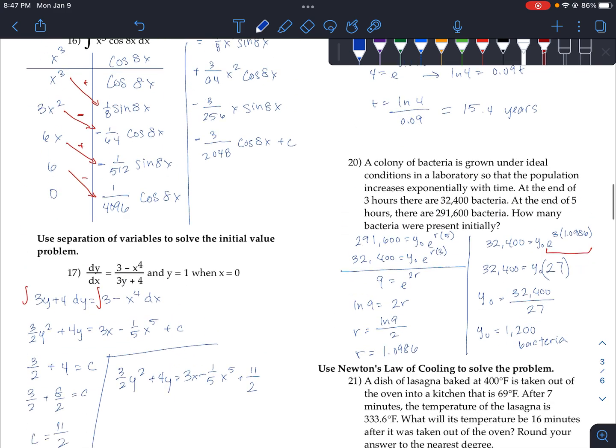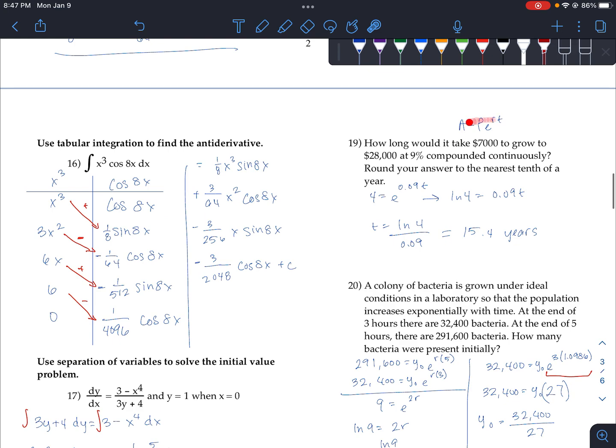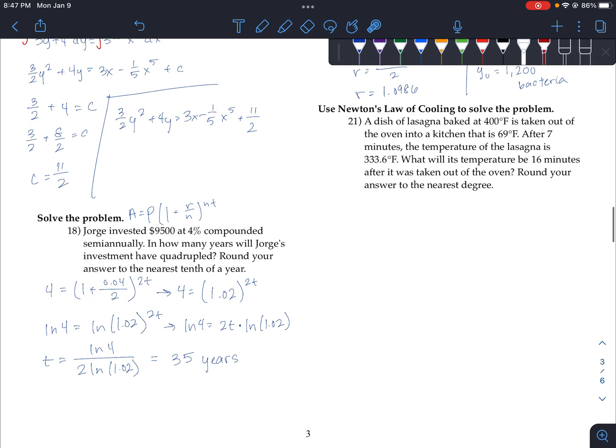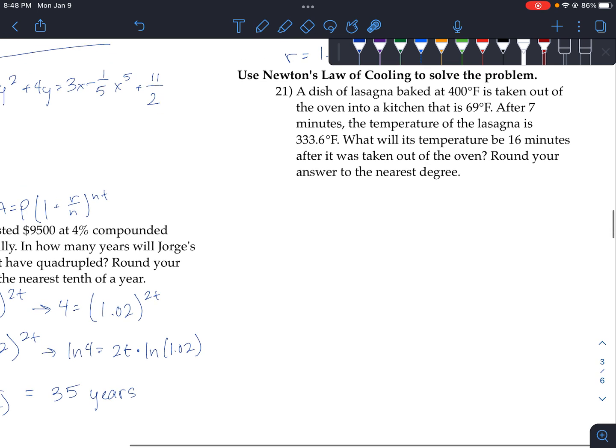Okay, so make sure you're familiar with this formula and this formula right here, and you understand exponential growth. All right, Newton's law of cooling. Now, I'm going to be honest, I'm leaning towards just giving you the equation for the test. So keep that in mind.